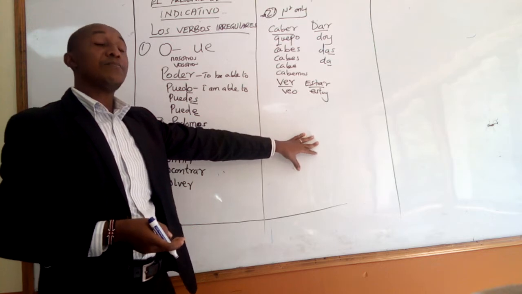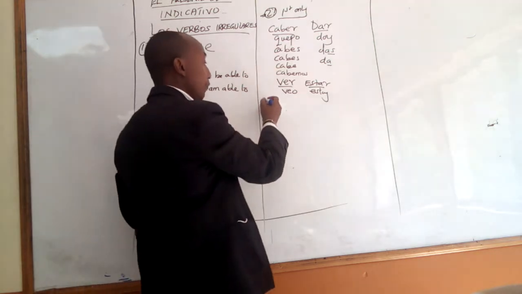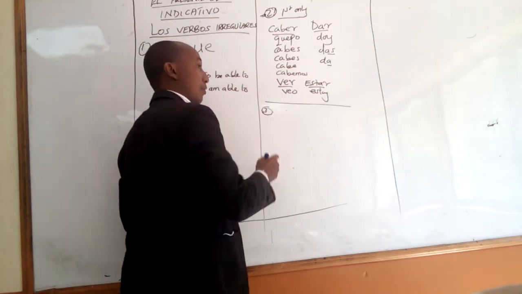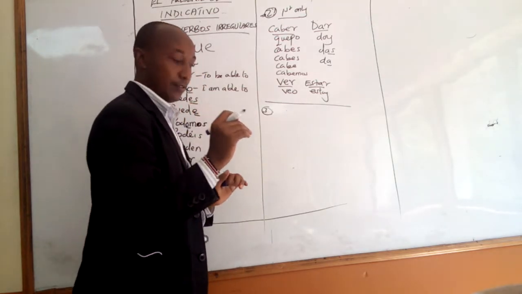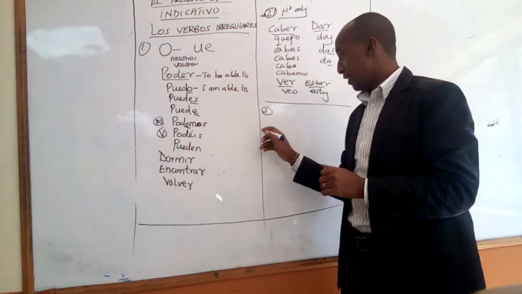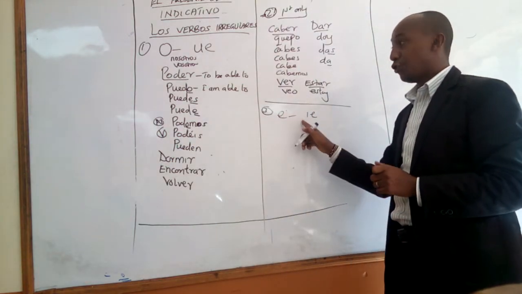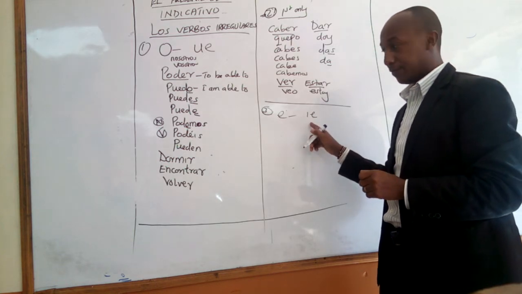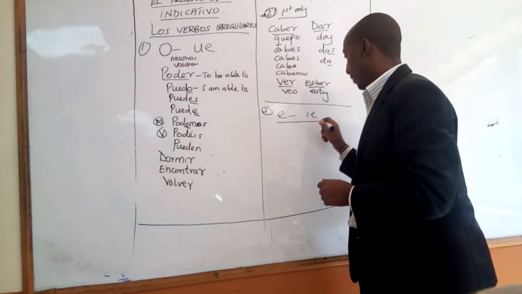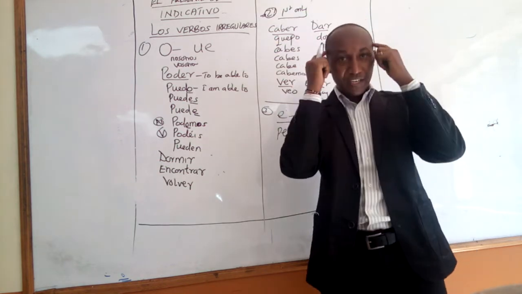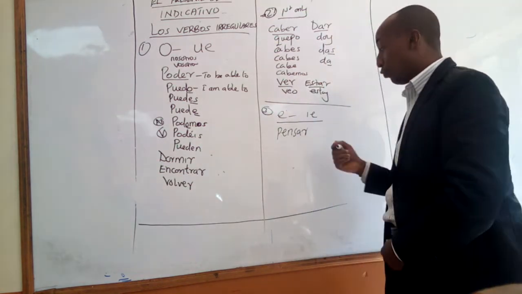And then on the same note, you also get other verbs that have a stem change, like this. We have the letter E in the stem changing to IE. For example, we have pensar. Pensar means to think. So how do we do it?